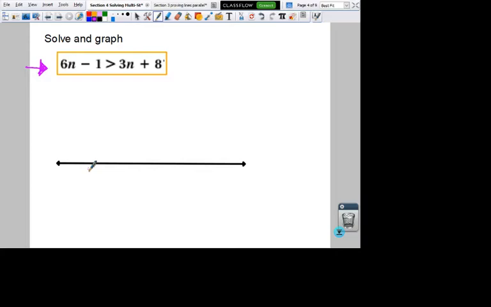I'll give you about another minute. Work on this problem, then somebody's going to do it on the board. Do it on your own, then check with your partner.